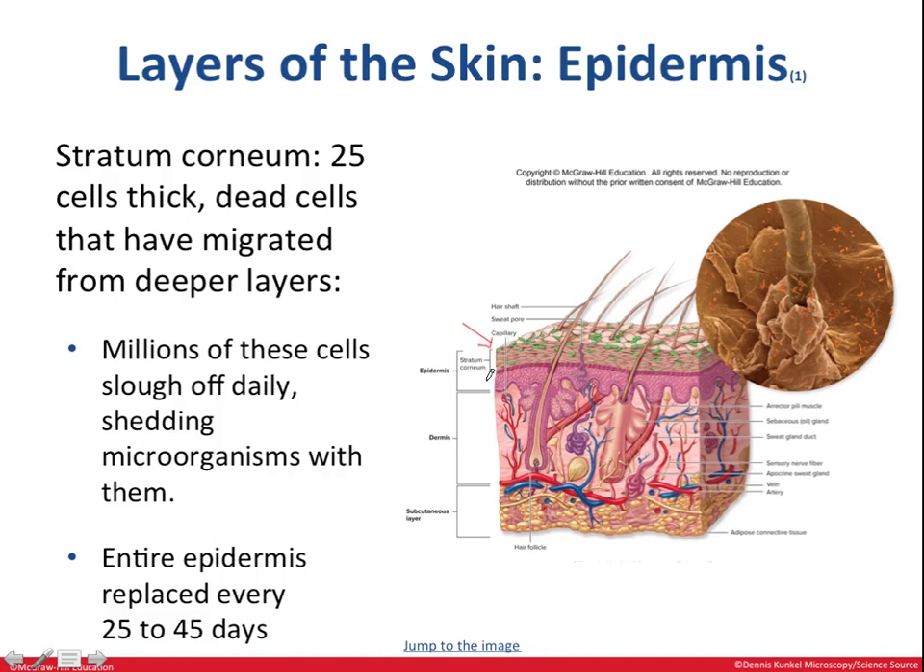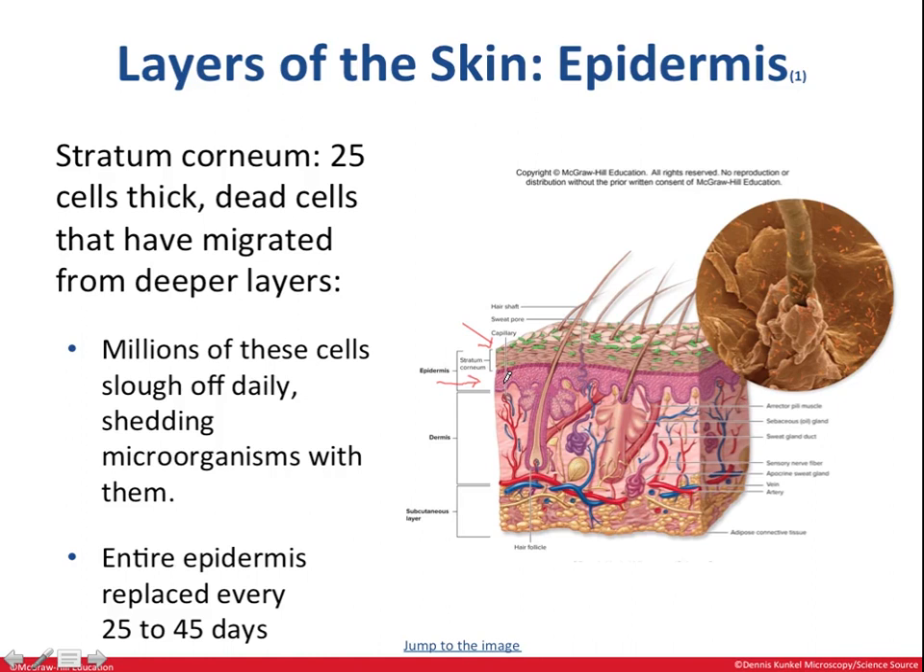The second layer is the stratum basale, this pink layer. The stratum basale is the layer of live cells. This layer can continuously generate new cells and push the old cells upwards.